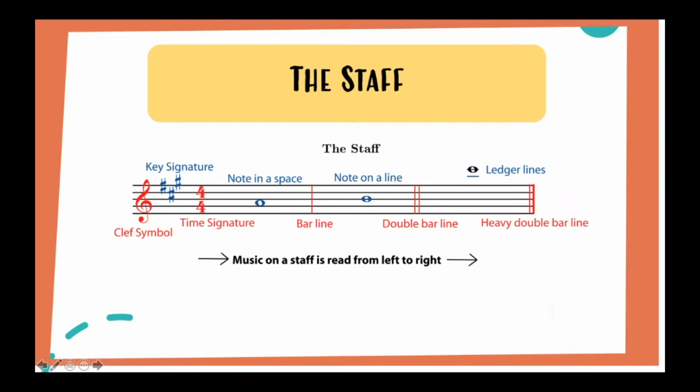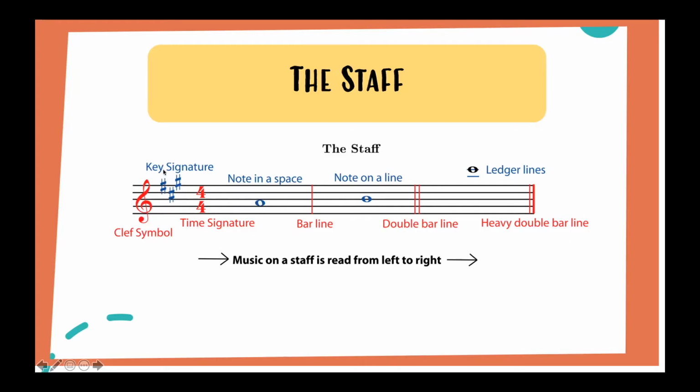Great. So the first thing that we have is the staff. And the staff has lots of symbols, and we need to understand them in order to read music. So from left to right, that's how we read it. And from the left is where I'm going to start. So first we have this clef symbol. The clef symbol is used to tell us what this note is. We're going to understand this a little bit better later.